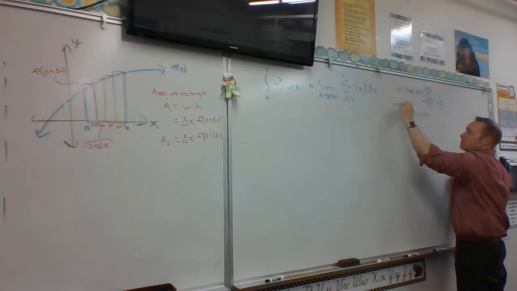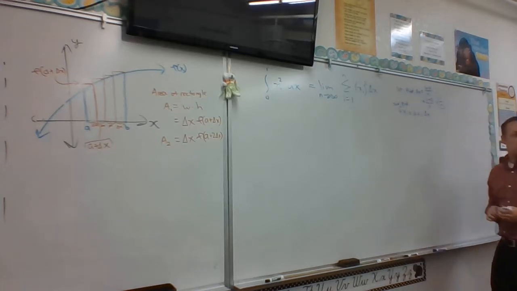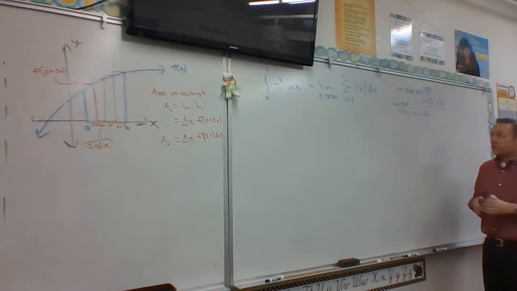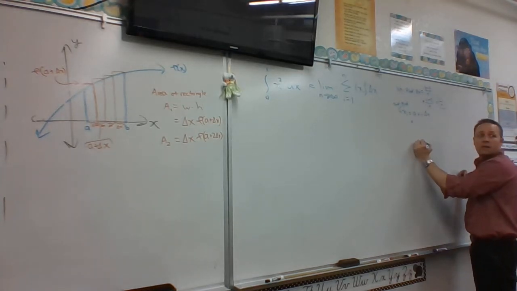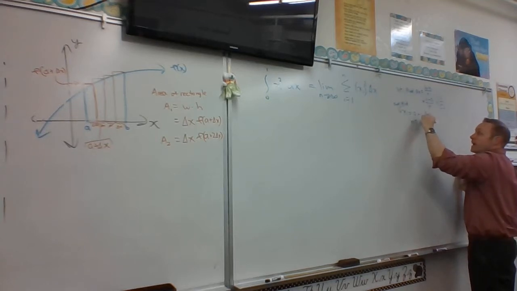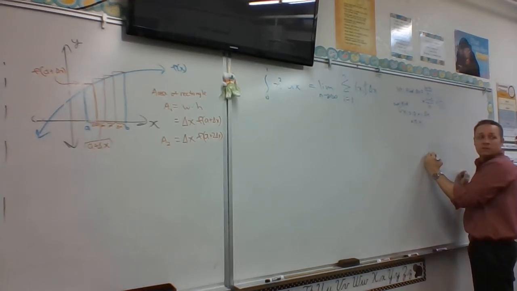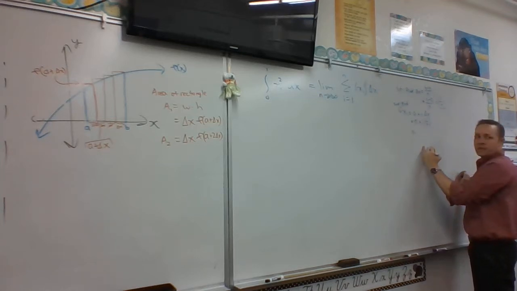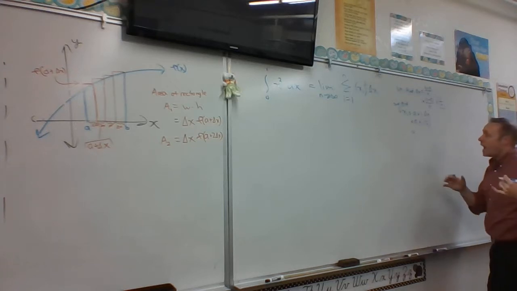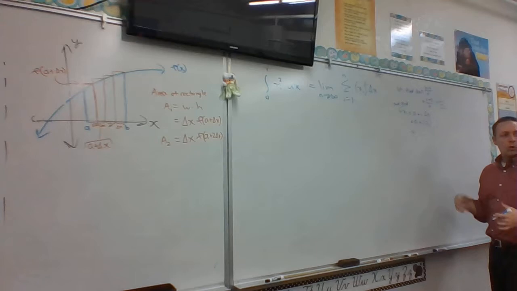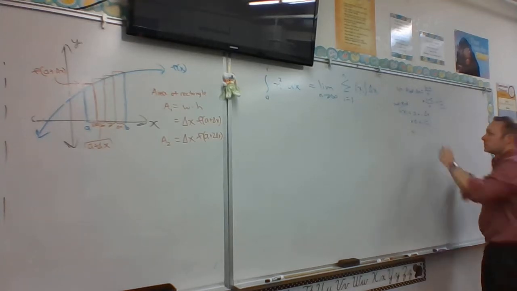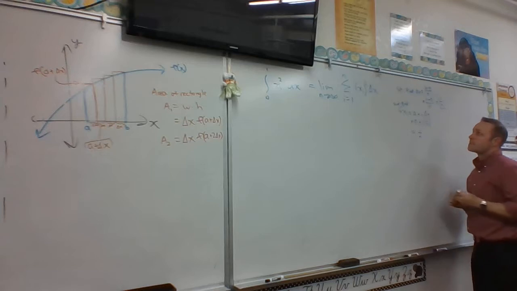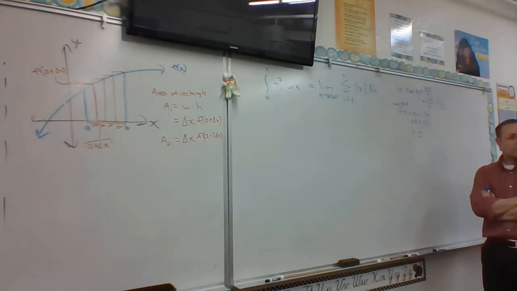Now, second, find x sub i. We can plug in what a is. What's a? 0. We can plug in what delta x is. 1 over n. So when I simplify, you could write it either way, as i times 1 over n, or just i over n. Okay? All right.